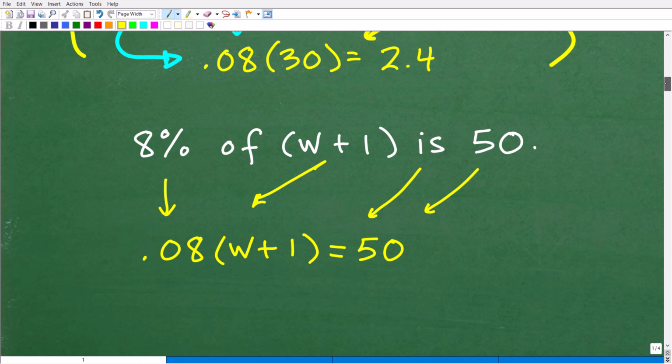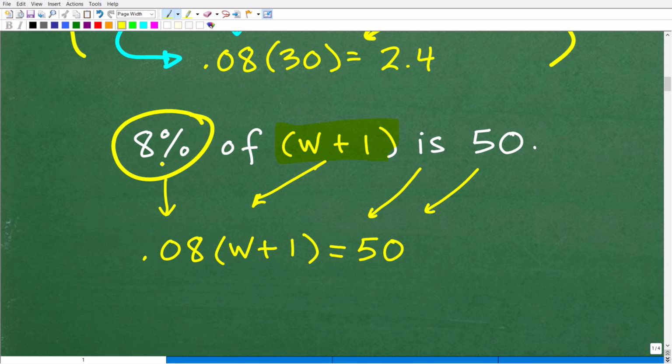Okay, so here is our problem. We have 8% of w plus 1 is 50. Well, w plus 1 is just some value, okay? So just think about it. It's some number. So 8% of some mystery number is 50. So how would we find 8% of this mystery number?